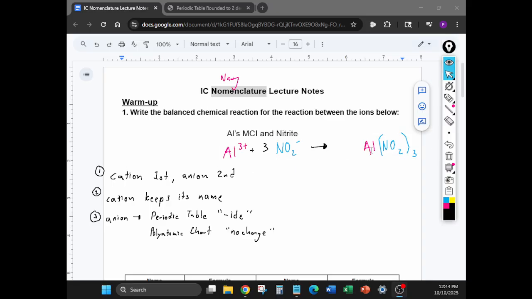Okay, so let's name the ionic compound that we wrote for our warm-up. Let's start with the cation. The cation is Al, and if you look on the periodic table, Al is aluminum. So the first part of the name is aluminum.